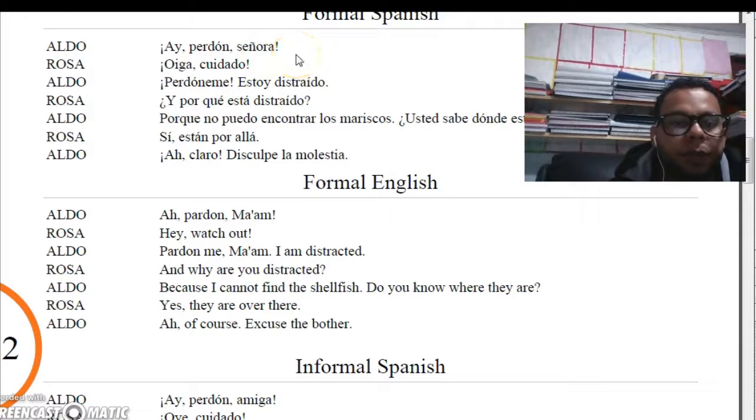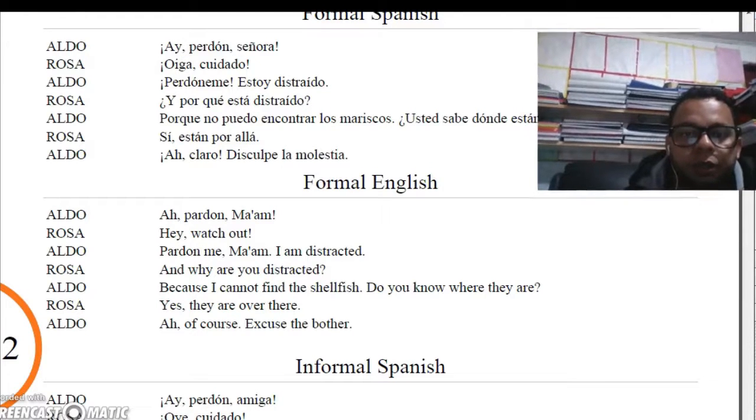Ay, perdón, señora. Pardon me, ma'am. Oiga, cuidado. Hey, watch out. Perdóname, estoy distraído. Pardon me, I am distracted. Ay, ¿por qué está distraído? And why are you distracted? Porque no puedo encontrar los mariscos. ¿Usted sabe dónde están? Because I cannot find the shellfish. Do you know where they are? Sí, están por allá. Yes, they are over there. Ah, claro, disculpe la molestia. Of course, excuse me for the bother.